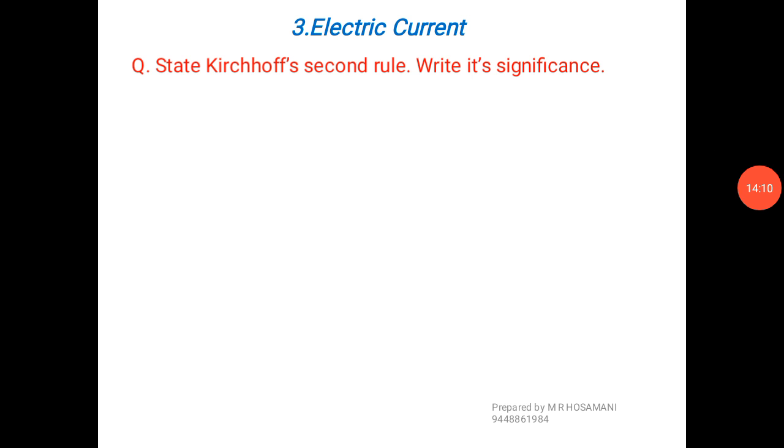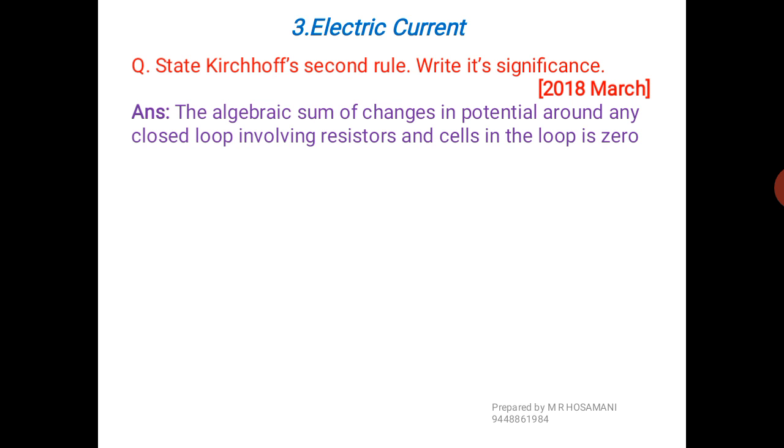Next question is, state Kirchhoff's second rule or Kirchhoff's voltage rule or Kirchhoff's voltage law and write its significance. The algebraic sum of the changes in potential difference across any closed loop involving resistors and cells in a loop is zero.